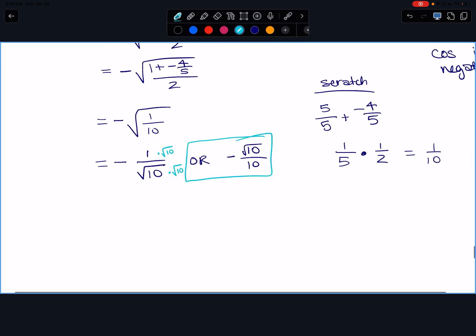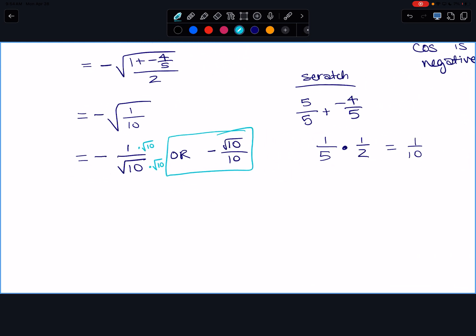Show the scratch? Okay. At this step right here, this is the keep, change, flip. He just combined it all into 1. And I'm fine with that. I would be able to follow his logic. But if you want to make another step where you have 1/5 divided by 2, and then you have 1/5 times 1 over 2, that's fine also.